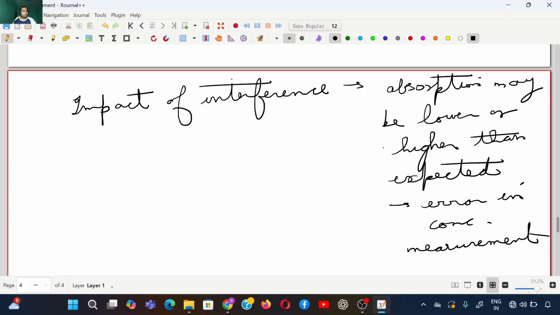Okay, so I already gave you some examples of spectral interference, right? There are many examples. You can do your own research. There can be interference between elements because of the resonance lines almost overlapping.